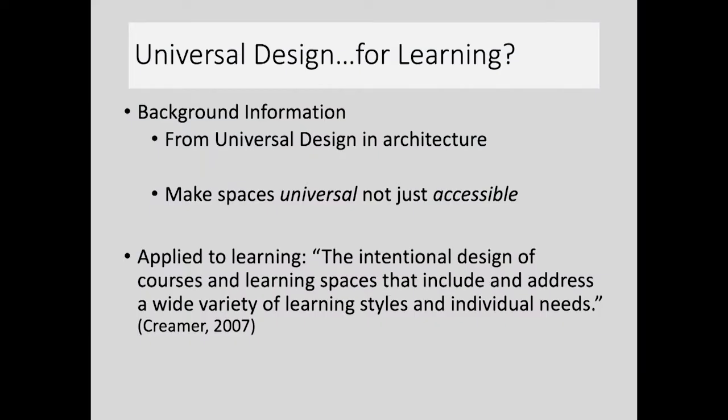In the late 1980s, the Center for Applied Special Technologies, or CAST, brought this concept into education and developed the idea of universal design for learning. This idea helps to make learning spaces universal, not just accessible. So your learning spaces and your learning materials are more accessible for everyone. A good definition is the intentional design of courses and learning spaces that include and address a wide variety of learning styles and individual needs.